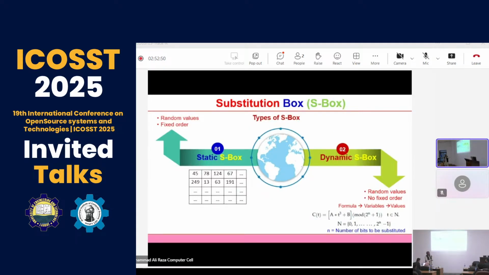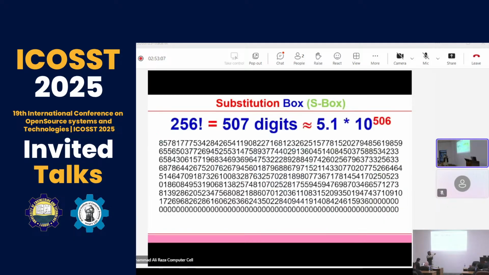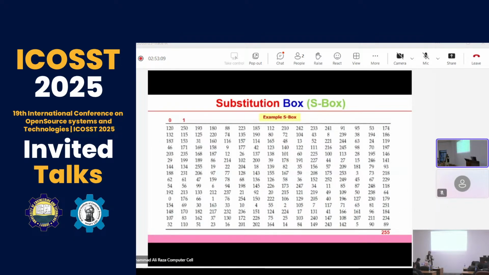There are 2 types of S boxes we use. One is static S box and another one is dynamic S boxes. One is called static S box. That is a fixed arrangement of values, like we had this one. If I fix this one, it will be called a static S box. And if it is stolen by anybody, your whole encryption process will go in vain.